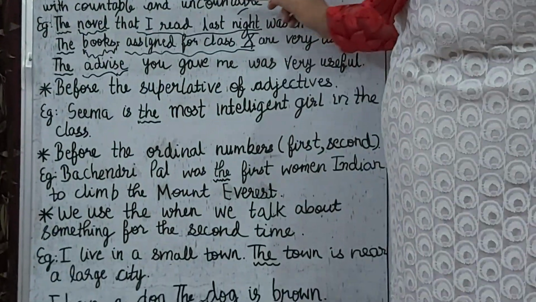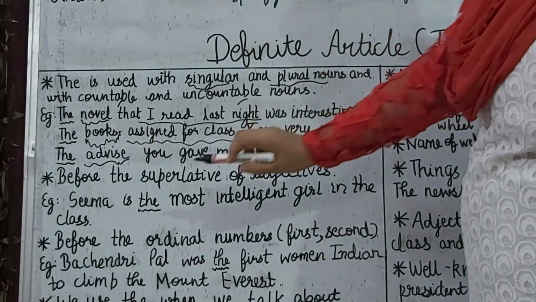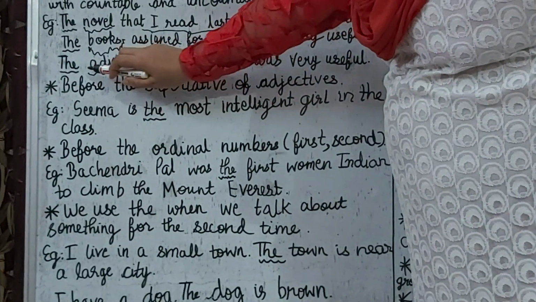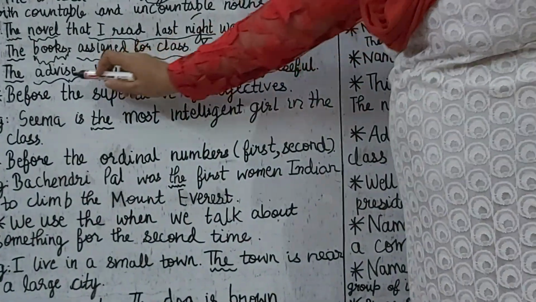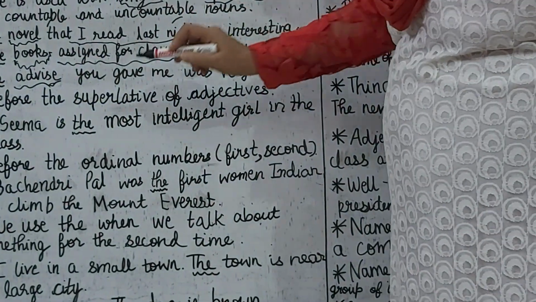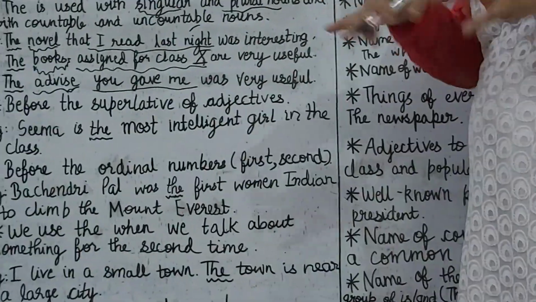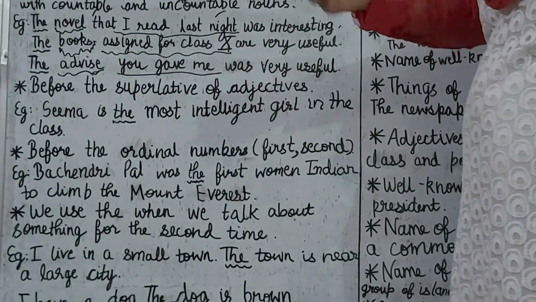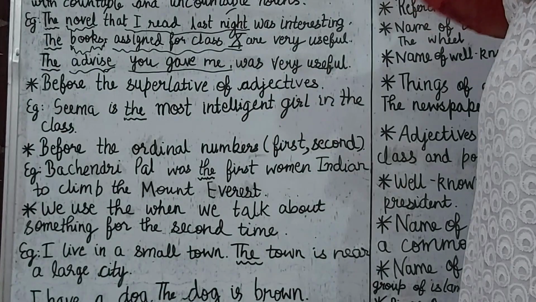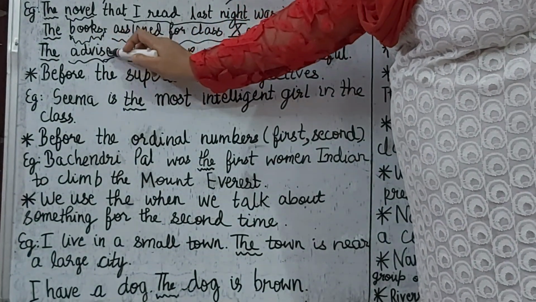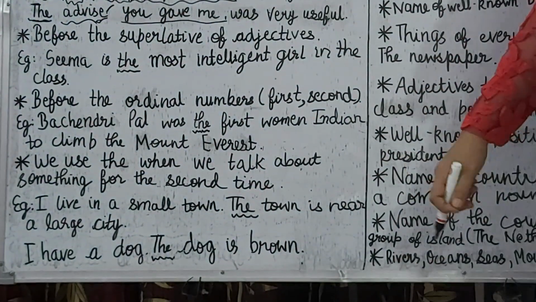So with uncountable nouns, we can't use the indefinite article, we can just use the definite article "the". In this example, you can clearly see: the advice you gave me was very useful. Advice is an uncountable noun. The phrase "you gave me" makes it clear that it is the advice that I have already given you, so it becomes specific from this phrase. So clearly you can see that we have written "the" before it.